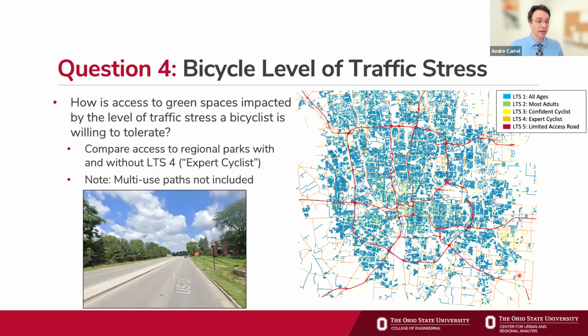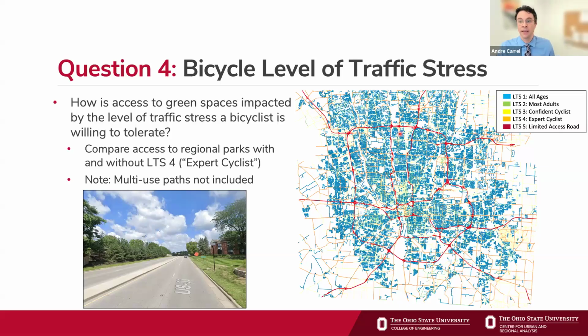And that brings us to the final question that we want to use to illustrate our work here. This is question number 4, which is considering bicycle level of traffic stress. Now, this is a wonderful data set that MORPC maintains. You can see on the right-hand side, every road link is assigned a level of traffic stress. This goes from 1, these are the blue ones, all ages, bikeable for all ages, up to green, yellow, orange, and then red. Red are the limited access roads that don't allow bikes.